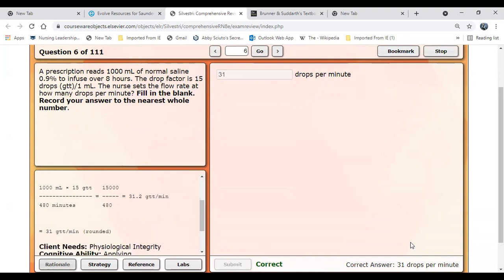Now, Saunders does it a little bit different than me, but I keep it simple, stupid math. So that's the way I like to do it. I like to keep it flowing nice and easy.